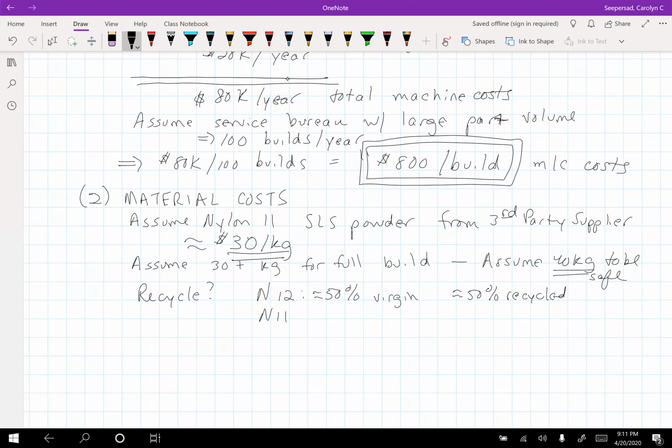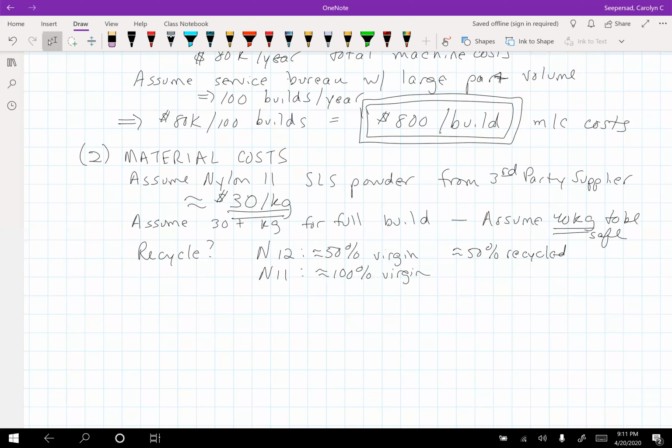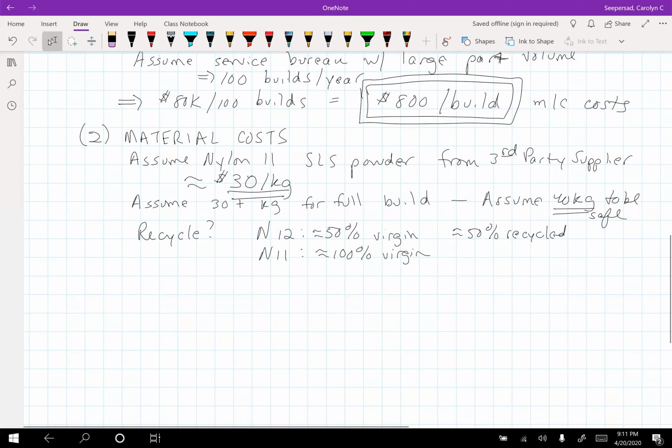For nylon 11, it's very difficult to recycle, so you're typically doing 100% virgin on nylon 11, okay? And so for material costs, we're going to assume a full build, right? And we're going to allocate costs of material based on that full build, right? So if we need a full build, it's $30 per kilogram times, we're going to assume we're going to need 40 kilograms, and that's going to be $1,200 per full build.